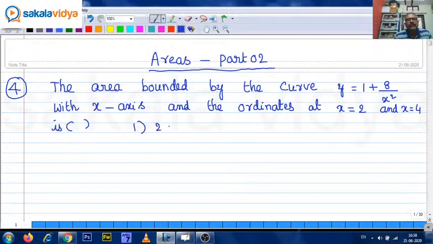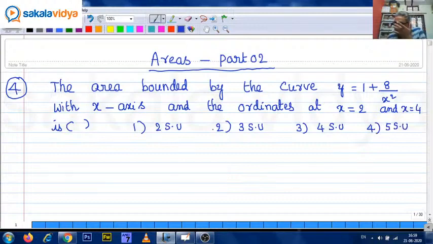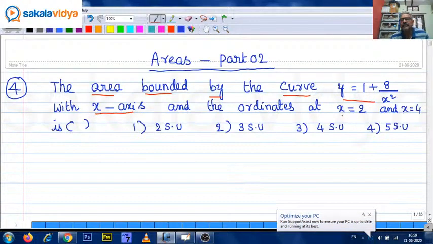First option 2 square units, second option 3 square units, third one is 4 square units, fourth option is 5 square units. The area bounded by the curve y equals 1 plus 8 upon x square with x-axis and the lines x is equal to 2, x is equal to 4.